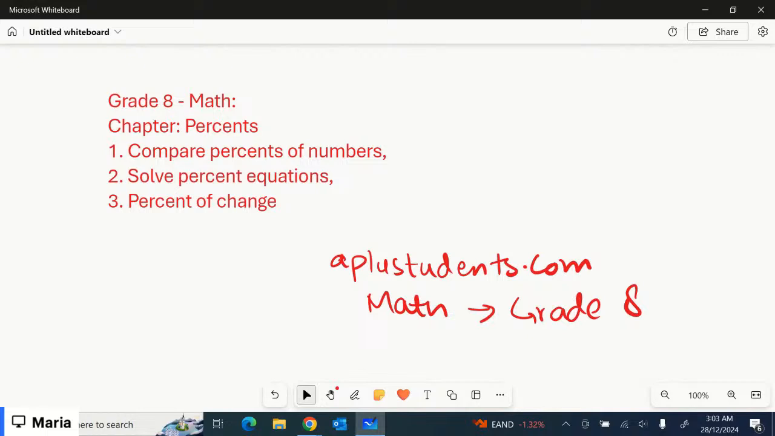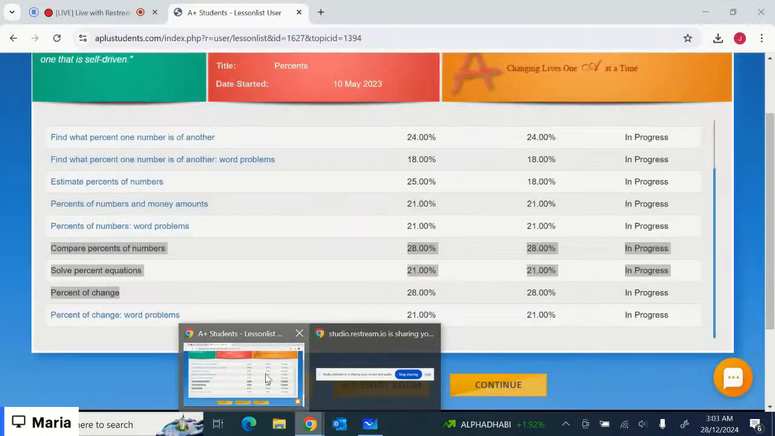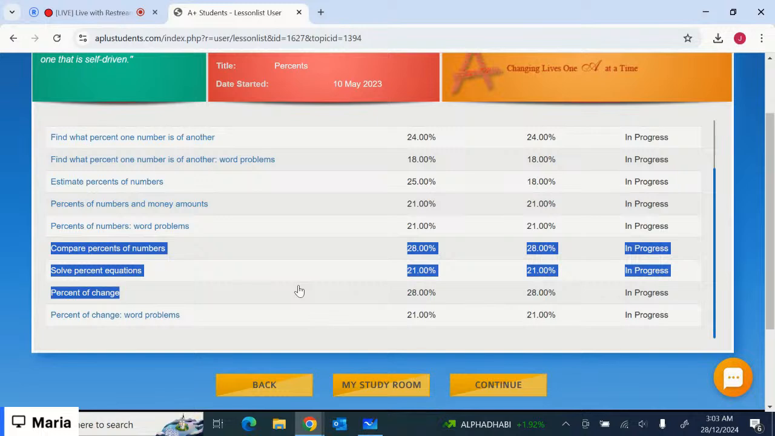We're going to start with the chapter percents. The lessons we're going to cover today are compare percents of number, solve percent equation, and percent of change. So please make sure you have your notebook and pencil so that you can note down the important examples and definitions as well.